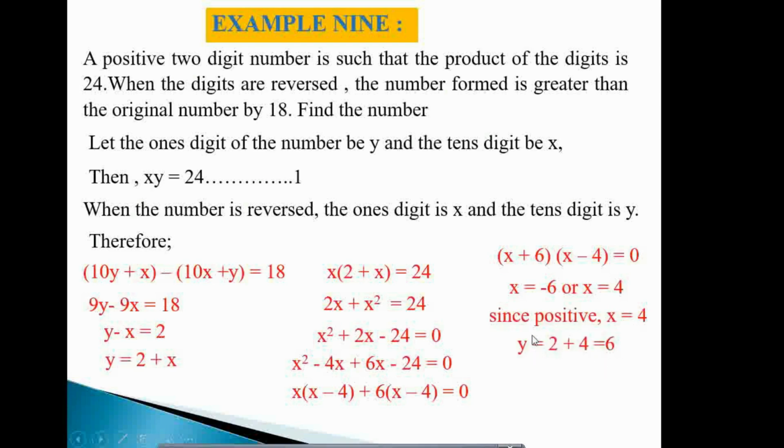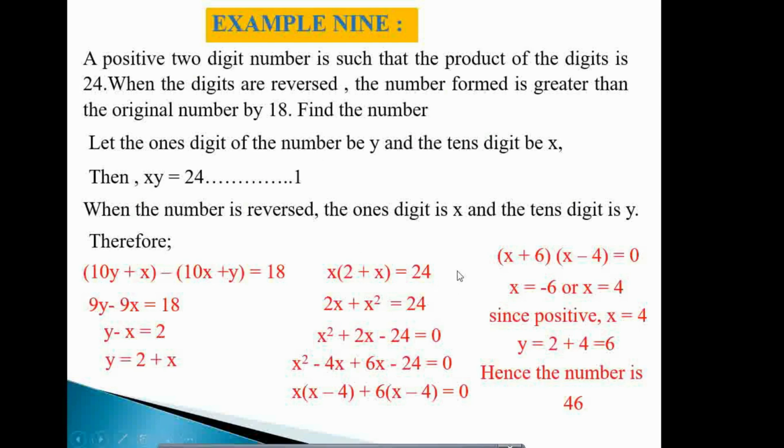Now we can get y, and we had already formed the value of y, which is equal to 2 plus x. When you substitute it there, the number now becomes 46. And you can as well prove this. In fact, these are questions that you should not fail, because you can confirm: 46, if it is reversed, becomes 64. Now 64 minus 46, you get 18. You can see it exceeds the original one by 18.